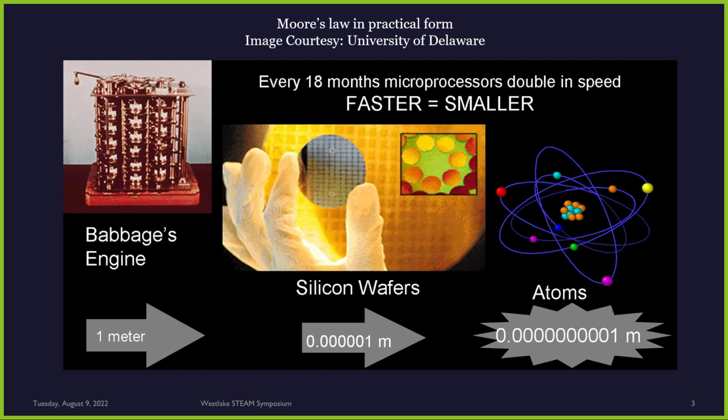Moore's law says that every 18 months, microprocessors double in speed. When they do that, they must become smaller, because smaller equals faster. Babbage's engine, an early computer from 1822, was about 1 meter long. Today's silicon wafers are 10 millionths of a meter long. Quantum computers use subatomic or atomic particles that are very small, only 10 billionths of a meter long.